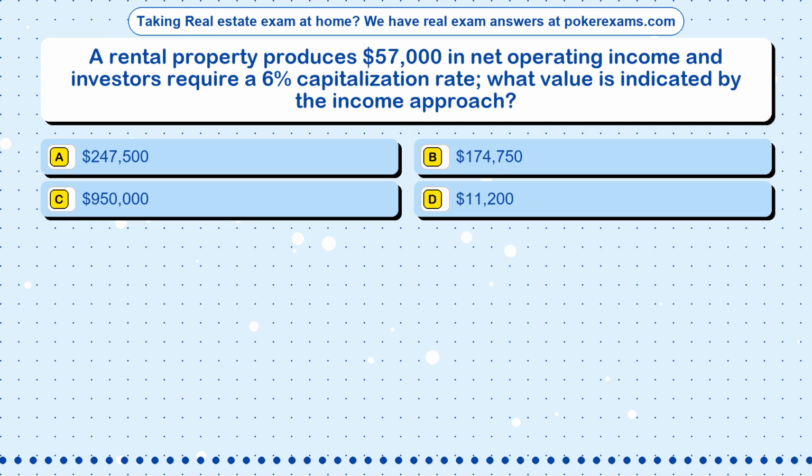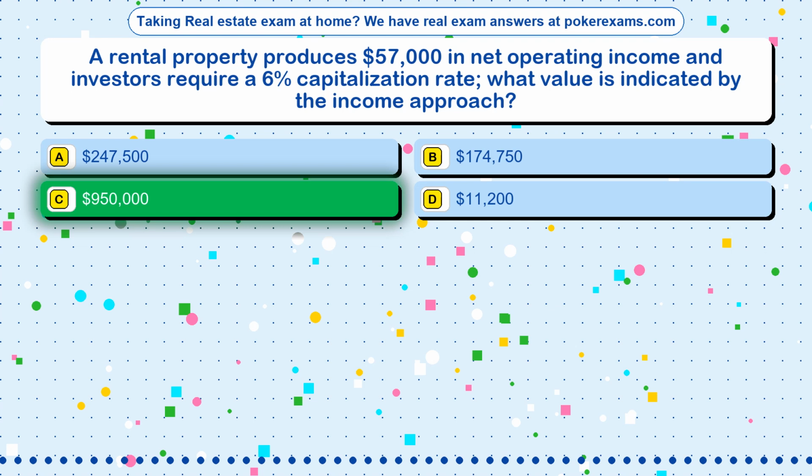Question 79. A rental property produces $57,000 in net operating income and investors require a 6% capitalization rate. What value is indicated by the income approach? Option A, $247,500. Option B, $174,750. Option C, $950,000. Option D, $11,200.